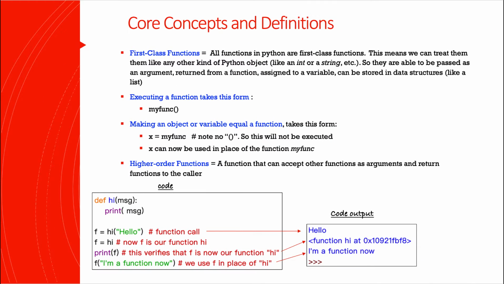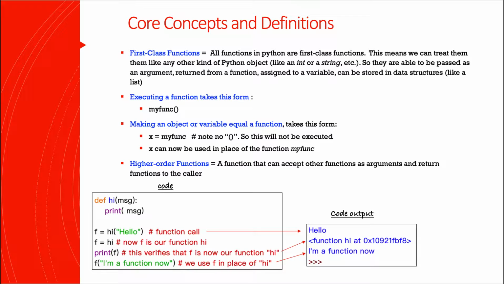To make sure we don't get very frustrated when we start to look at the syntax and the code that represents decorator functions, let's first review a few core concepts and definitions. First class functions. All functions in Python are first-class functions. This means that we can treat them like any other object in Python, like a string or an integer or what have you. So they are able to be passed as an argument, returned from a function, assigned to a variable, and can be stored in data structures like a string.